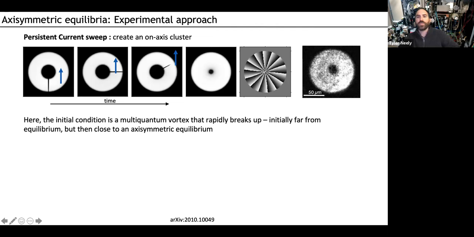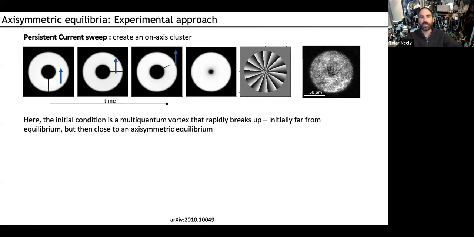This is an interesting non-equilibrium initial condition, really, because this is not something you'd be able to model by point vortices, because it essentially starts as this giant vortex. But it rapidly breaks up because of the instability of giant vortices into the individual vortices that you can see here. And this actually turns out to be close to one of these axisymmetric equilibrium cases.